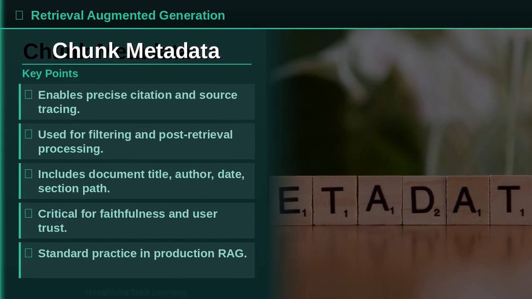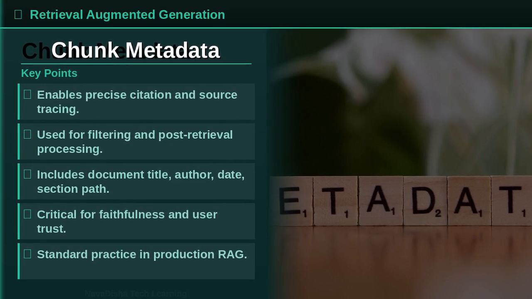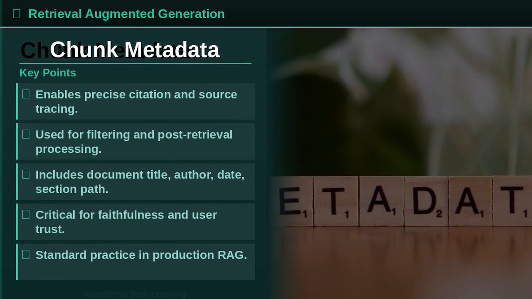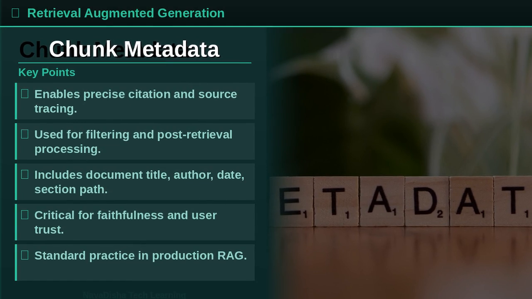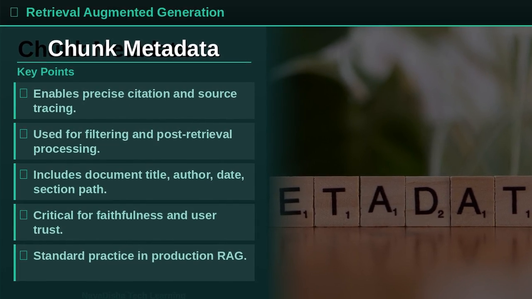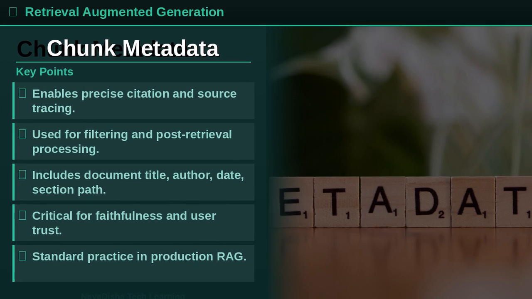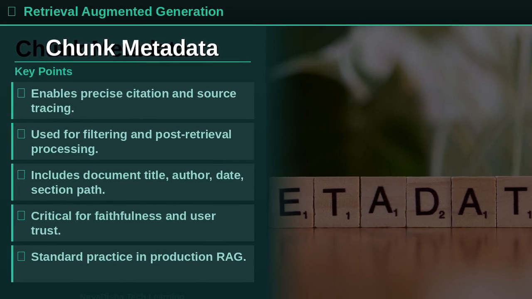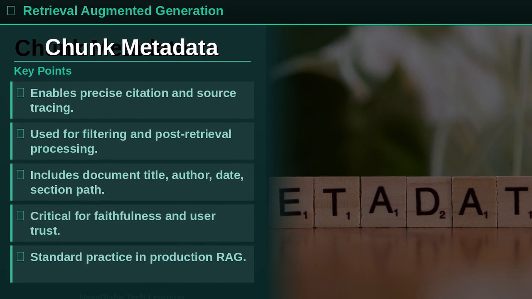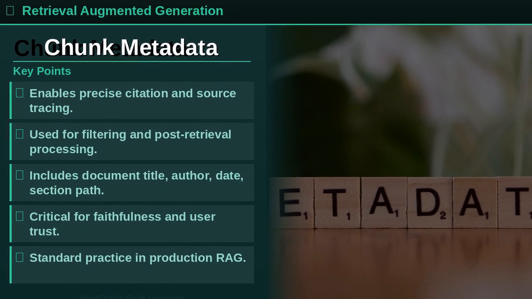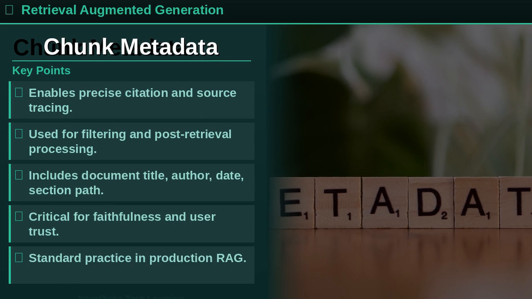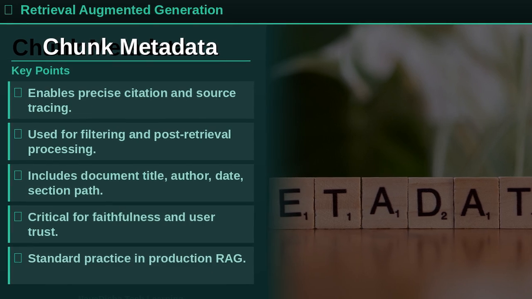Here are the key things to know about chunk metadata. First, it enables precise citation and source tracing. Also, it's used for filtering and post-retrieval processing. Another key point: it includes document title, author, date, and section path. On top of that, it's critical for faithfulness and user trust. Finally, it's standard practice in production RAG.